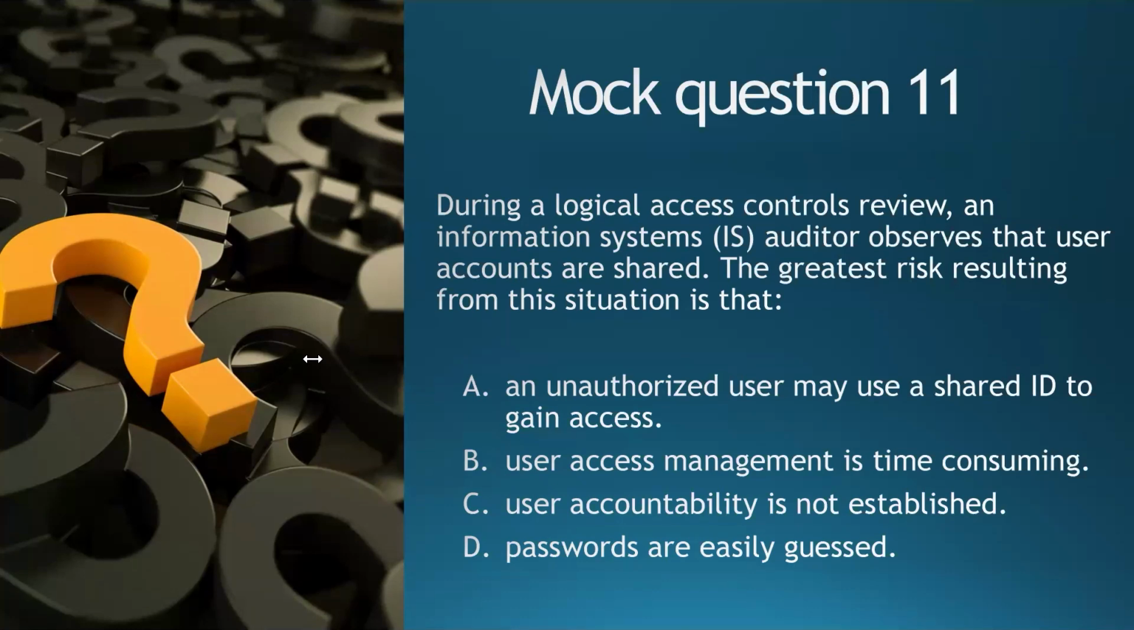Even in the case of a shared ID, proper control needs to be established by the organization to identify the specific person who has made a change or addition to the data. So the primary control for a shared ID is that user accountability needs to be established. So C is the right answer here. Others are a risk as well, but the question speaks about the greatest risk. The primary risk related to a shared ID is to establish accountability. So that is not taken care of here. That is why user accountability is not established is the right answer over here.